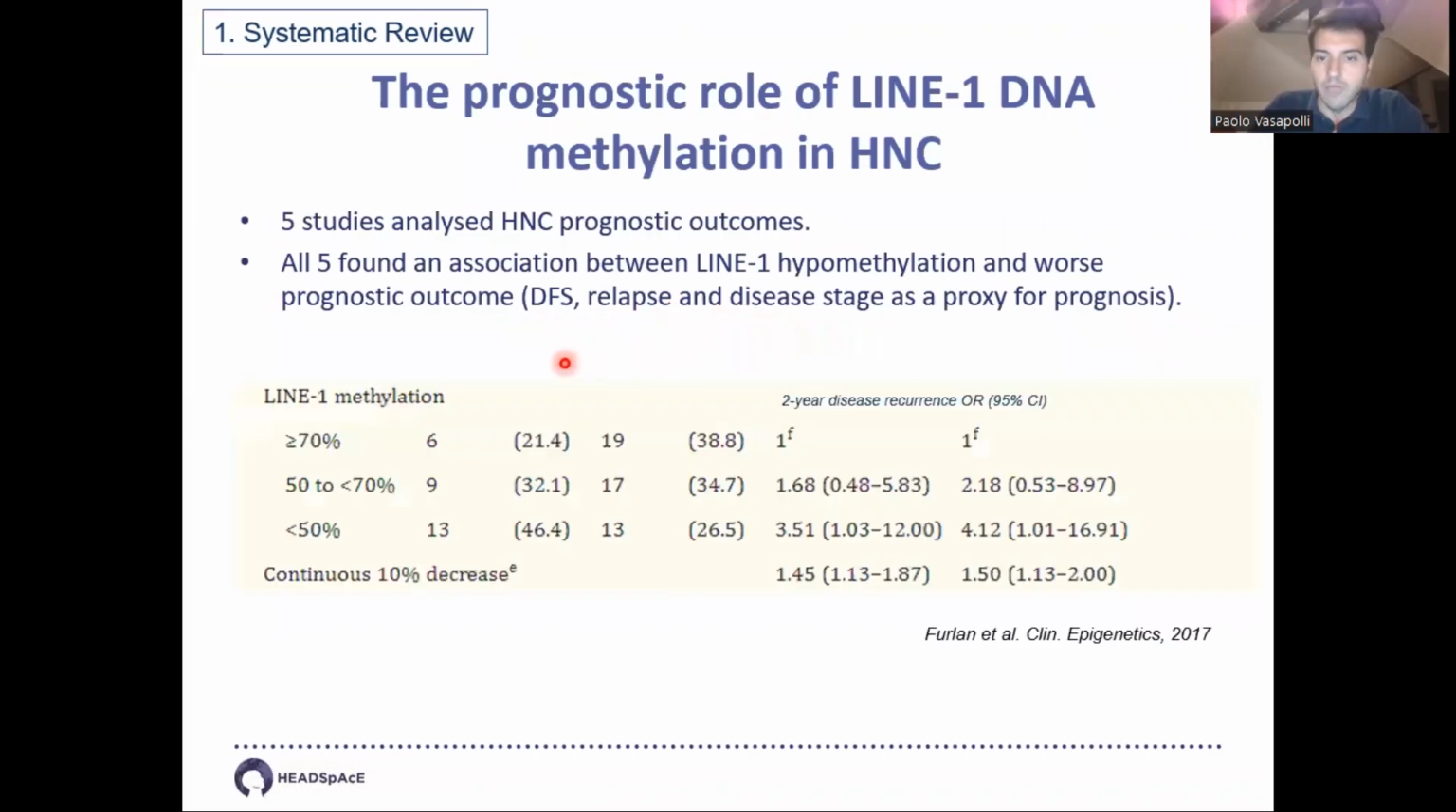One example is the study which was done in 2017, in which they used a population of 77 oropharyngeal carcinomas. And you can see by their data that with a decrease of 10% of LINE-1 methylation, they had a result of an increase of 50% of risk of relapse.